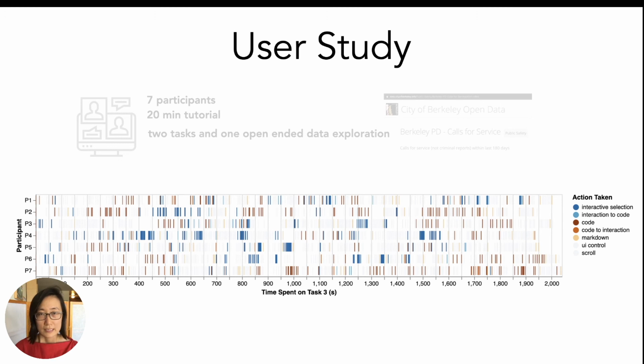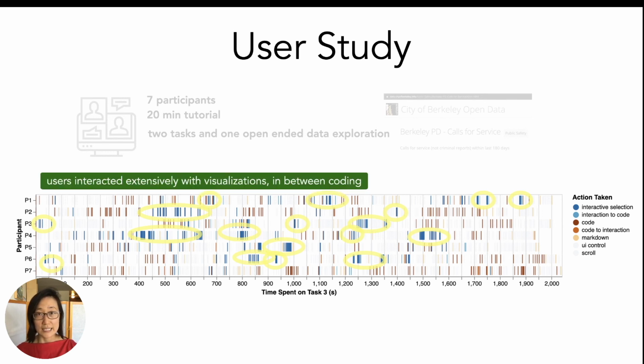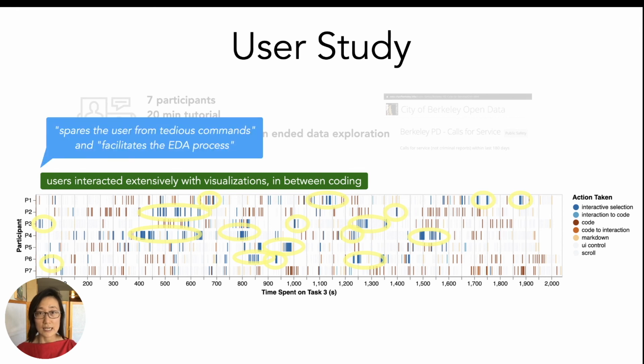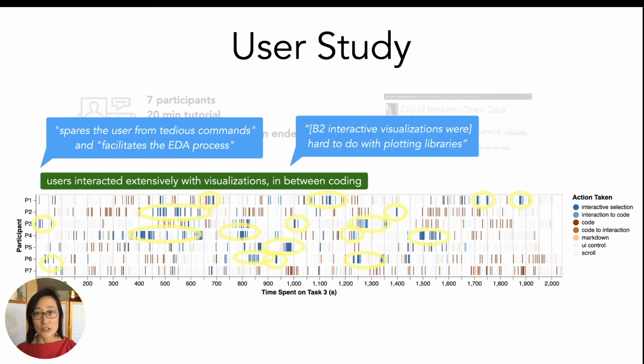To give you a sense of how the users engage with B2, here is a visualization of their actions. The x-axis represents time and the y-axis represents the different participants. Each tick represents an action the user has taken either on the notebook or on B2. You can see that the darker blue indicates user interactions with the visualizations in the dashboard pane. So here we can see that the users engaged extensively with these interactions, and they did so in a way that was interweaved with coding. Some users said that B2 spares the user of tedious commands and really facilitates the EDA process. Others commented that the kind of interactive visualization facilitated by B2 is difficult to do with standard libraries.